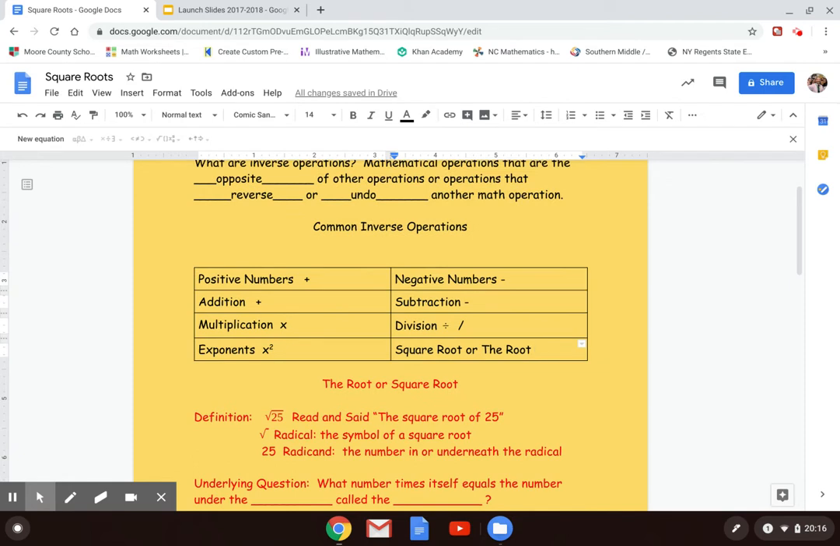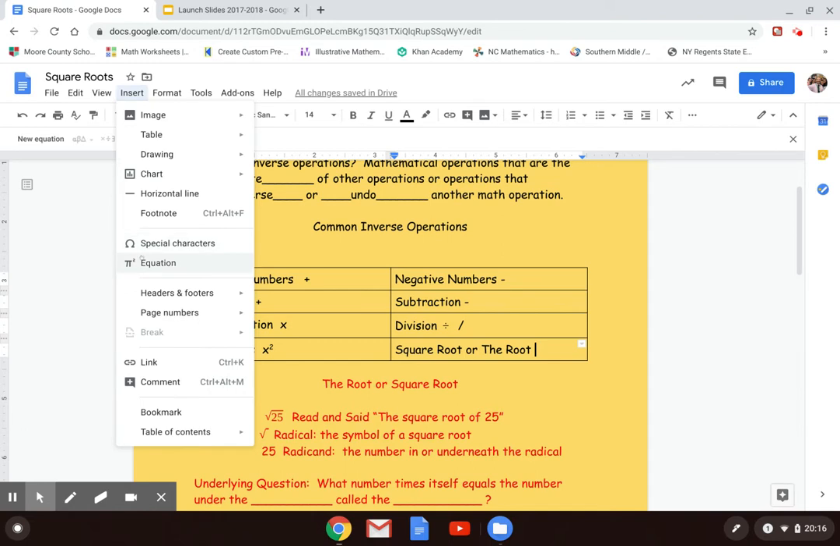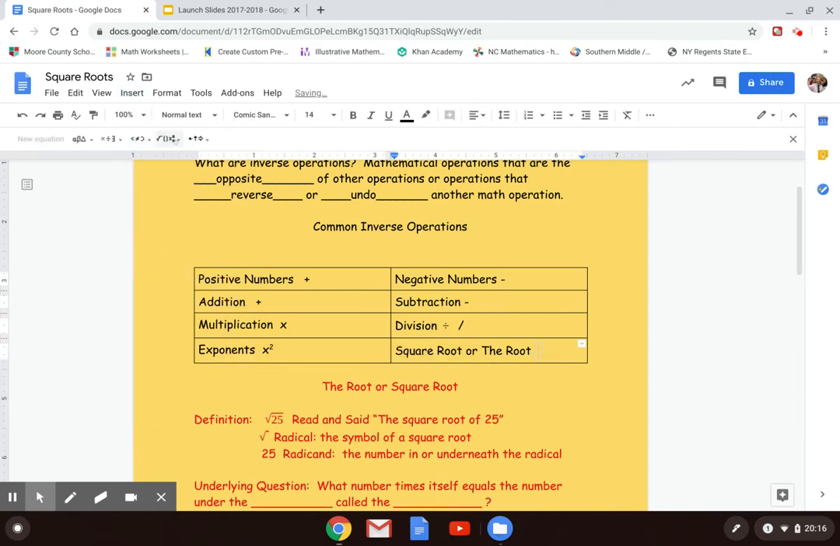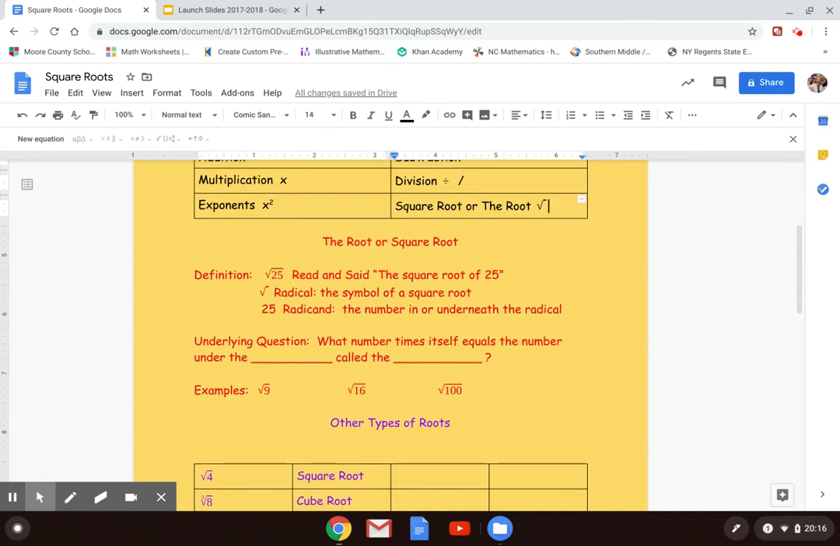So it's called the square root. Sometimes you might hear it called the root. And it's represented by this symbol right here. Okay? So the square root, or the root of a number, is going to undo what the exponent does. It's the reverse of an exponent. So if we look here at a definition, we have the operation that is read and said, the square root of 25. That's how you would read or say any of these operations.